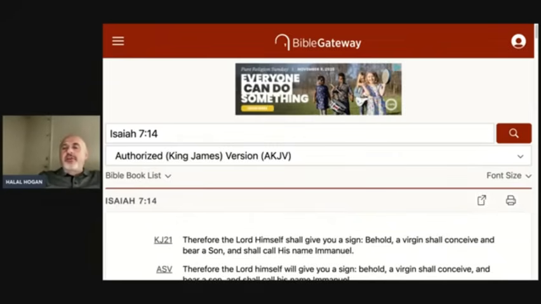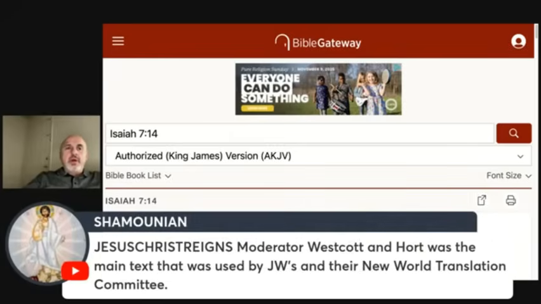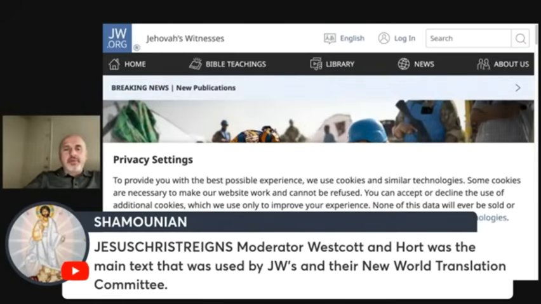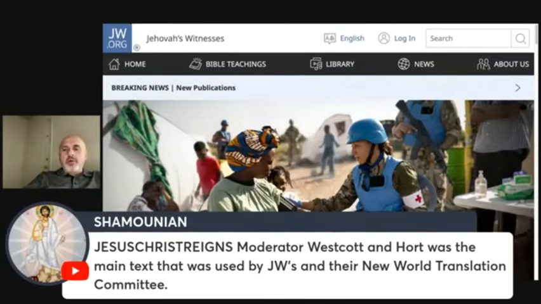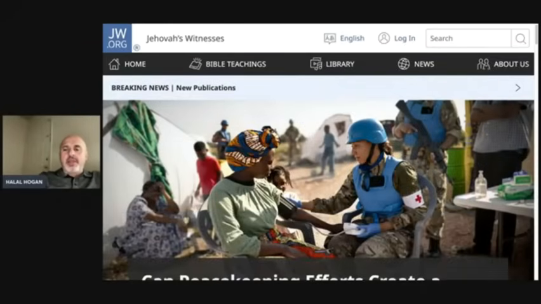Their Kingdom Interlinear is nothing more than the collated, edited Greek New Testament text of Westcott and Hort, and they say it. But we will put things in perspective. Even though there are differences, let's not overstate the case and exaggerate them.